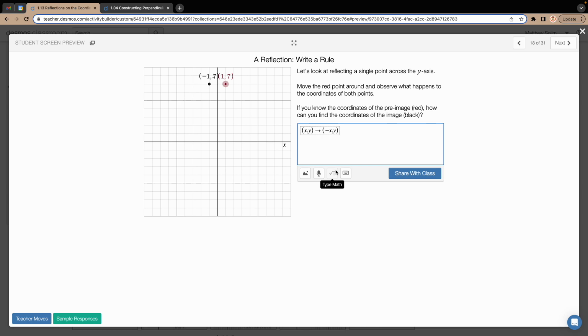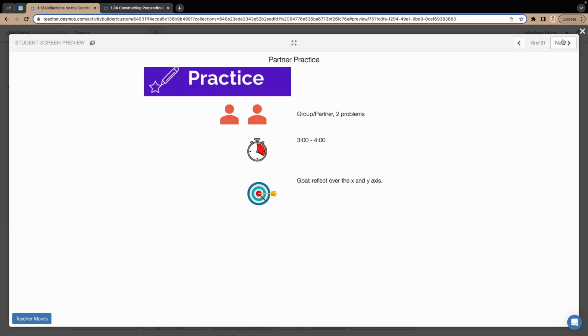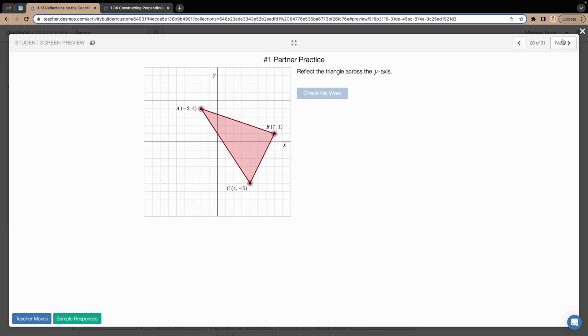So when we flip over the y-axis, the x value is negative. We're just flipping it over. I like to count, but this rule also works, so I wanted you to see both. And then basically we practiced in class.